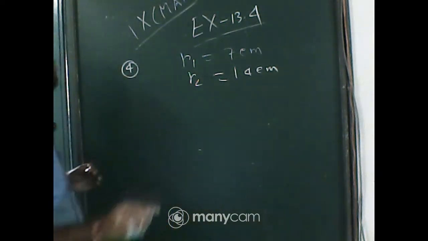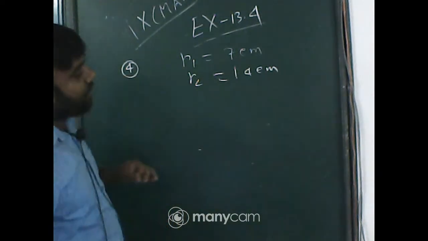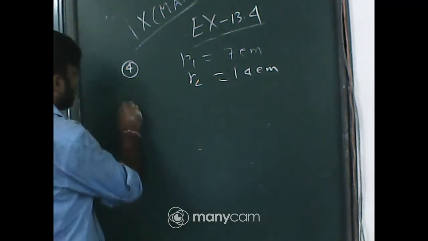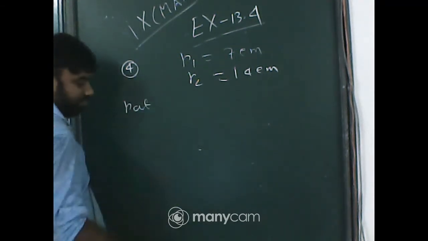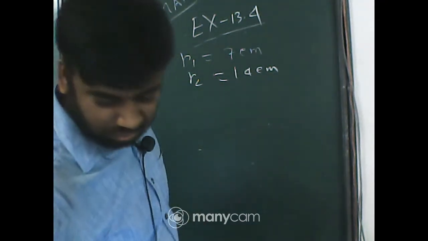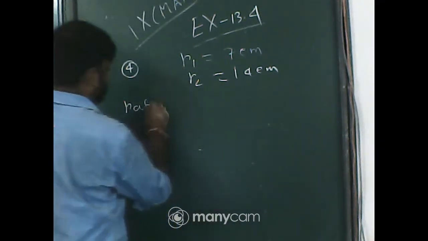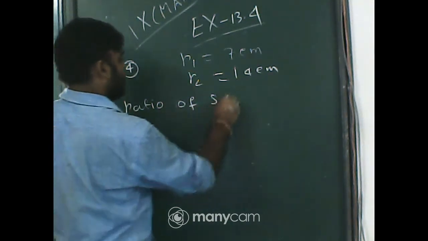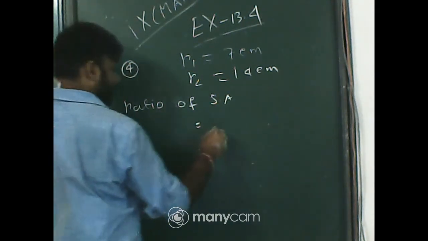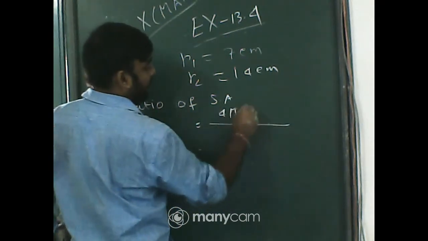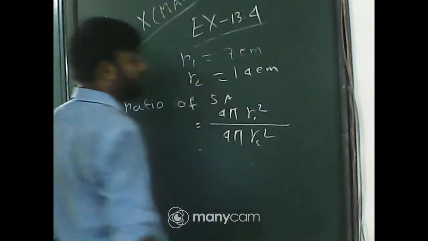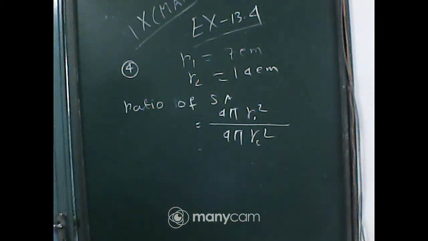What is the ratio of the surface area in this condition and in this condition? So you can write the ratio of surface area, that is 4 pi r1 square by 4 pi r2 square. Any problem up to this, students?